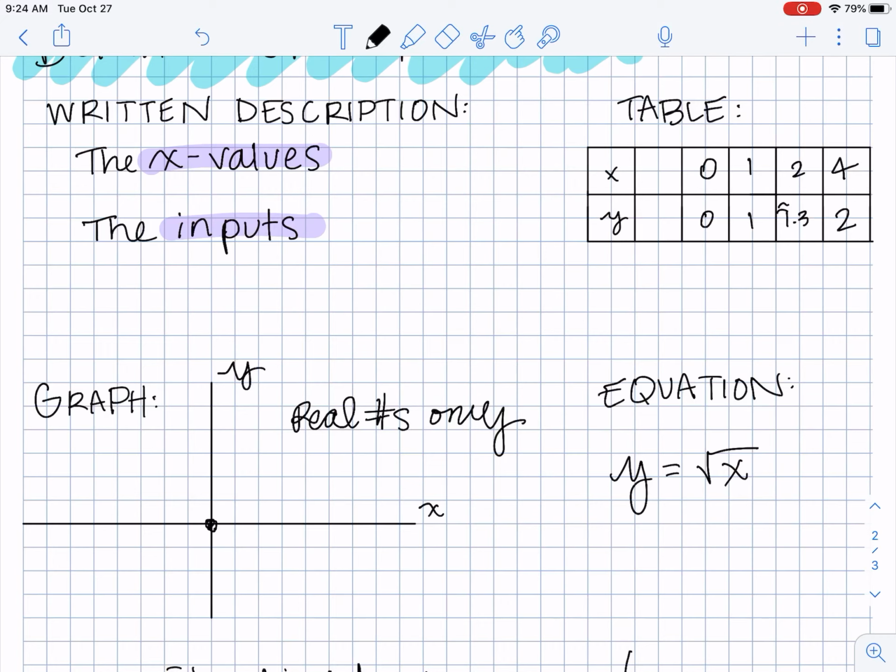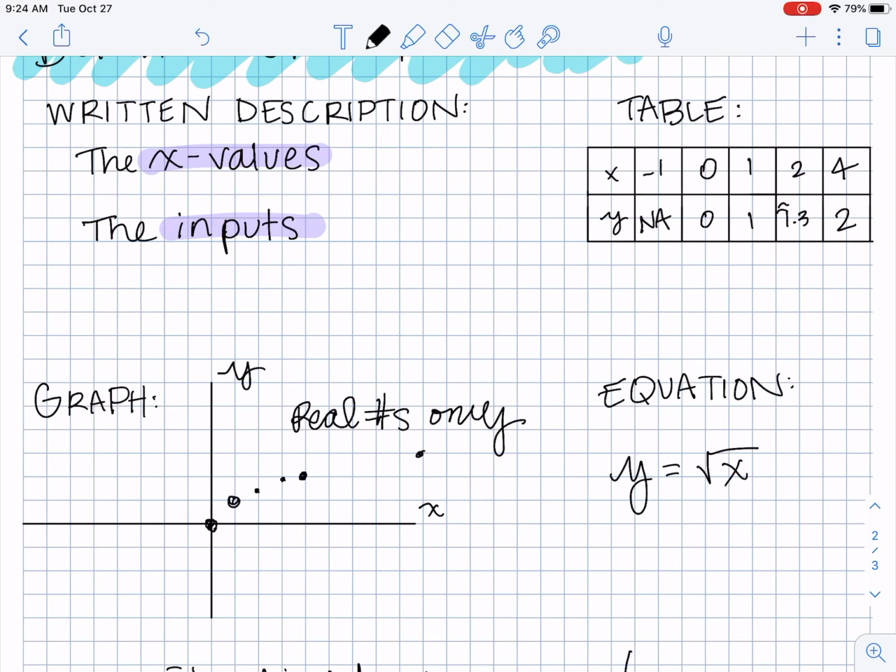So I've got 0, 0. I've got 1, 1. I've got 4, 2. I've got like 1.4 something, 1.7 something. I could even go all the way to 9, 3. But I cannot take the square root of negative 1 and get, I should say NA. I can't do it and get a real number.